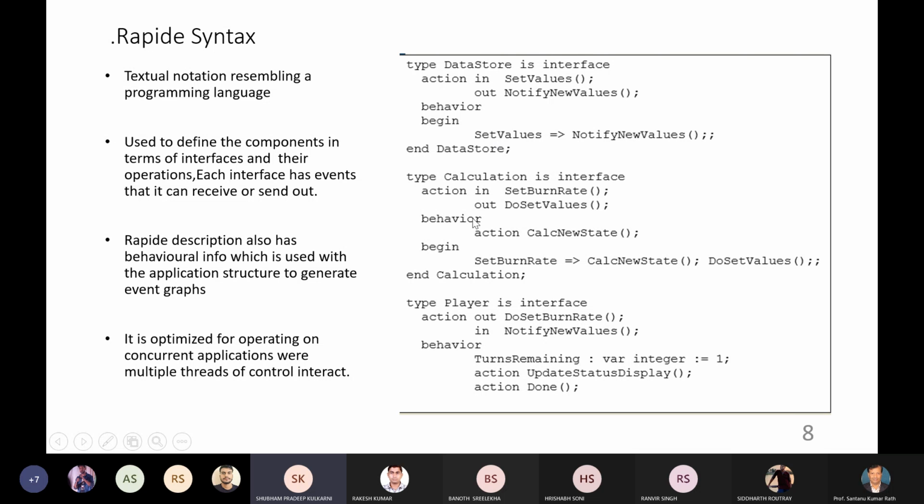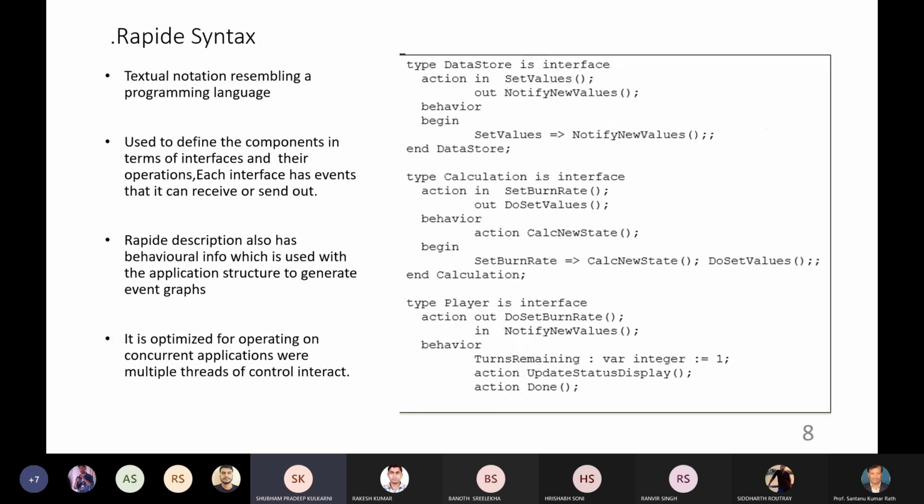Here you can see the behavior has been shown for the Calculation component. What it does is it takes the set burn rate from the player, calculates the new state, and then triggers this event called do set values. So this is the behavior of the Calculation component. RAPIDE is optimized for operating on concurrent applications where multiple threads of control can interact. That is why we are writing this RAPIDE architecture description for a two-player lunar lander game.